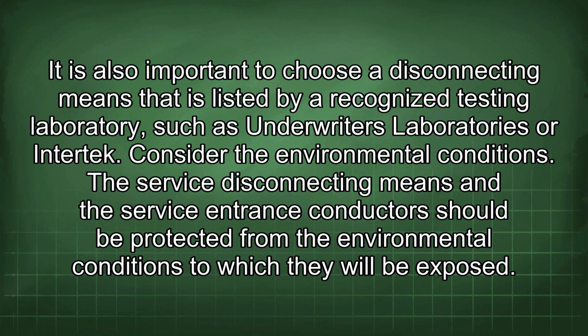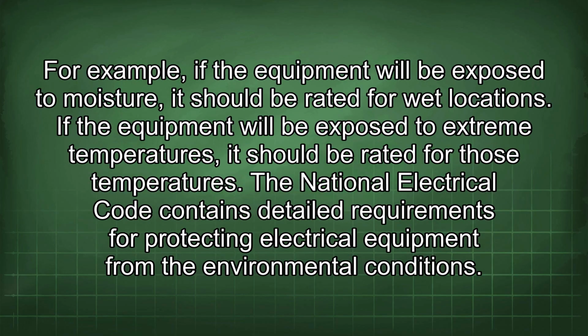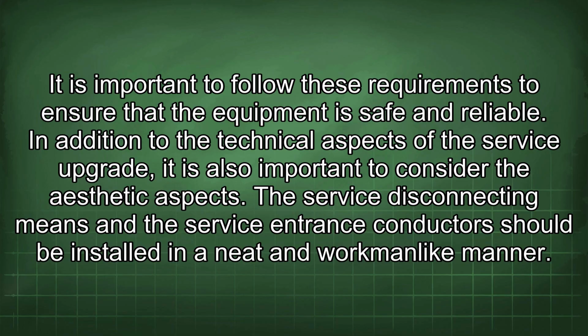Consider the environmental conditions. The service disconnecting means and the service entrance conductors should be protected from the environmental conditions to which they will be exposed. For example, if the equipment will be exposed to moisture, it should be rated for wet locations. If the equipment will be exposed to extreme temperatures, it should be rated for those temperatures. The National Electrical Code contains detailed requirements for protecting electrical equipment from the environmental conditions. It is important to follow these requirements to ensure that the equipment is safe and reliable.